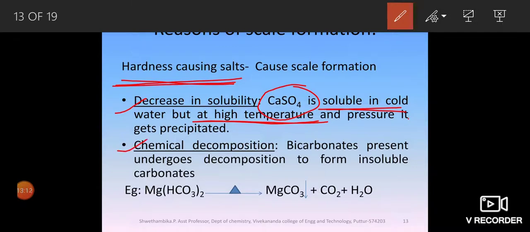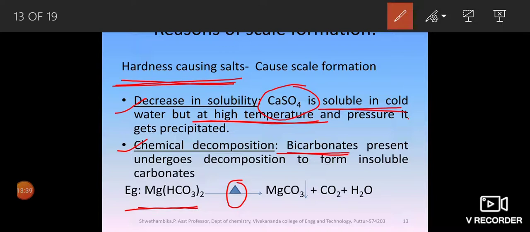Second important reason is chemical decomposition. Now what this stands for is, many times the bicarbonate, this bicarbonate may be calcium or magnesium. Only one example I have quoted here, magnesium bicarbonate, that is Mg(HCO3)2. Similarly you can take here calcium bicarbonate. What happens on continuous heating, they undergo decomposition.